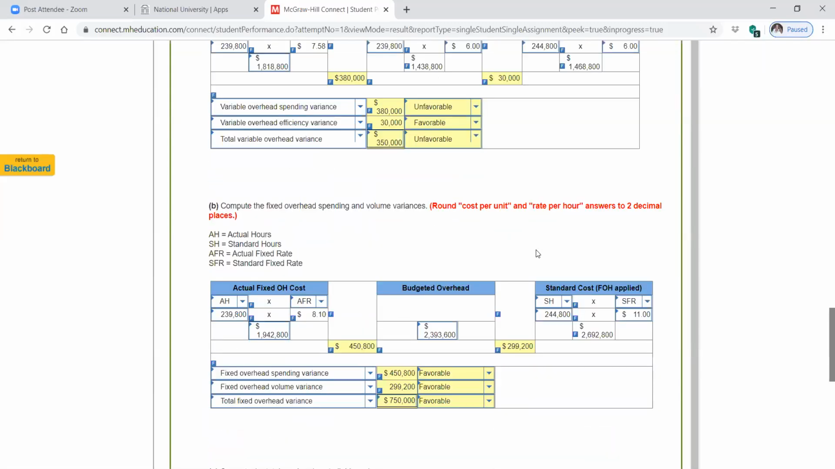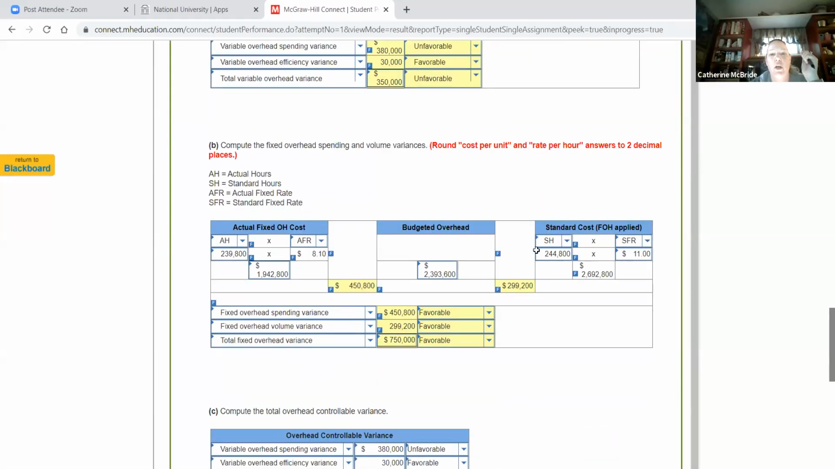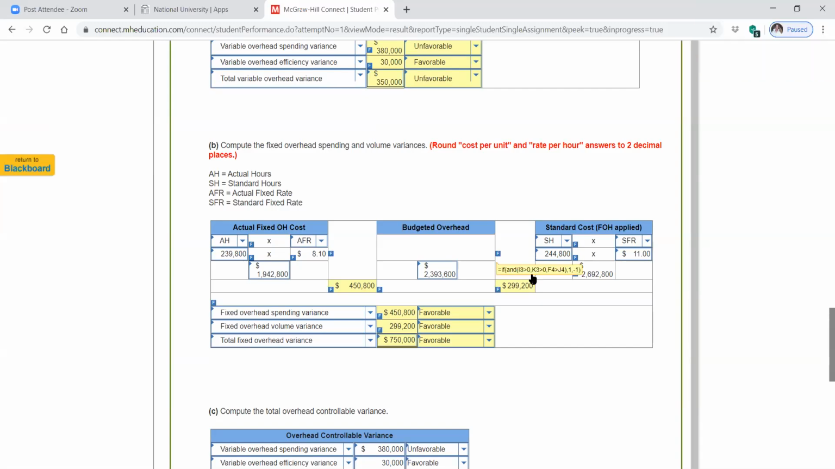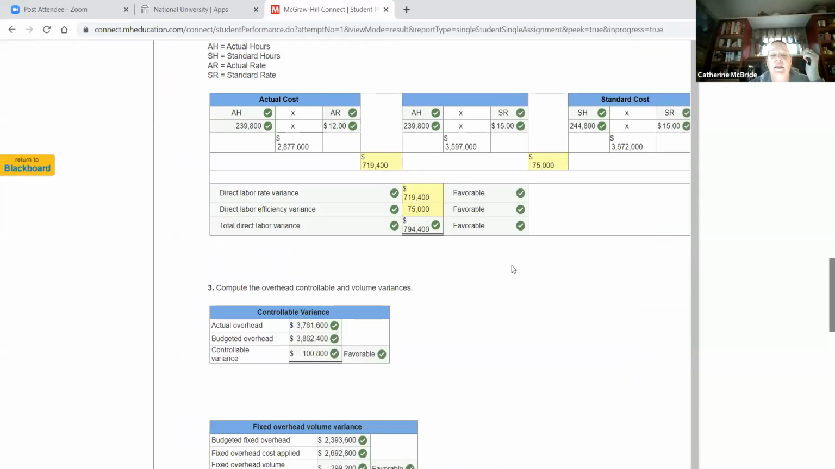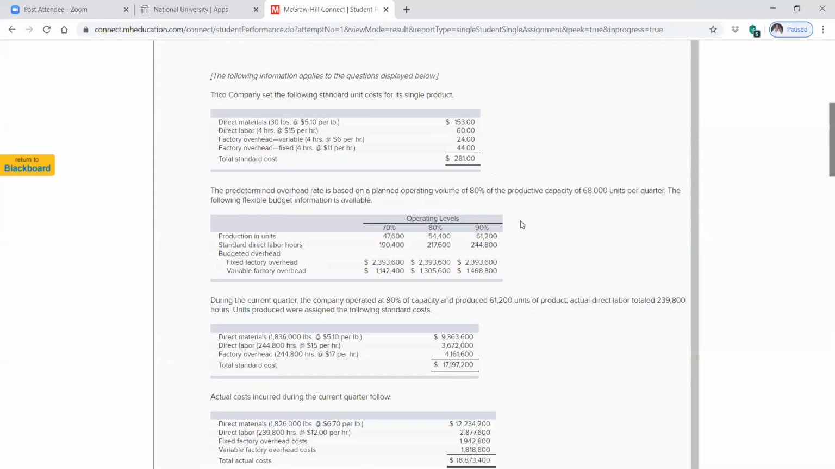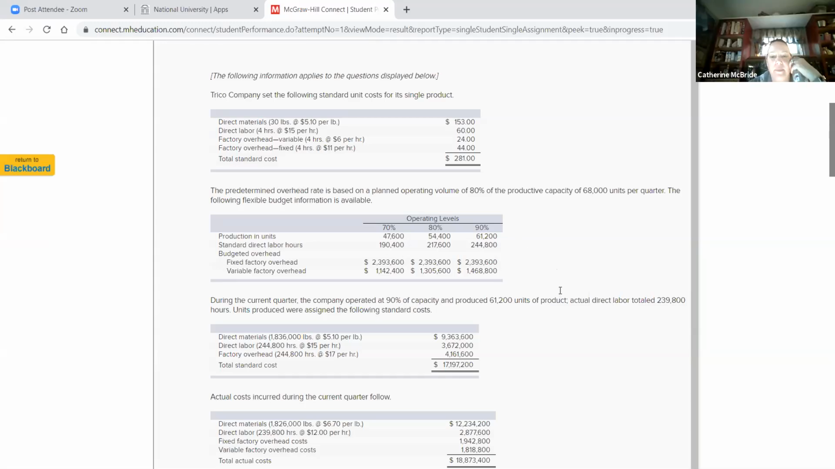Well, it would have been 90 in this case. It's saying that during the quarter, the company operated at 90% of capacity and produced 61,200. So it doesn't matter, because the fixed overhead doesn't depend on the percentage. Right, because the fixed is always the same. Yes, the fixed.